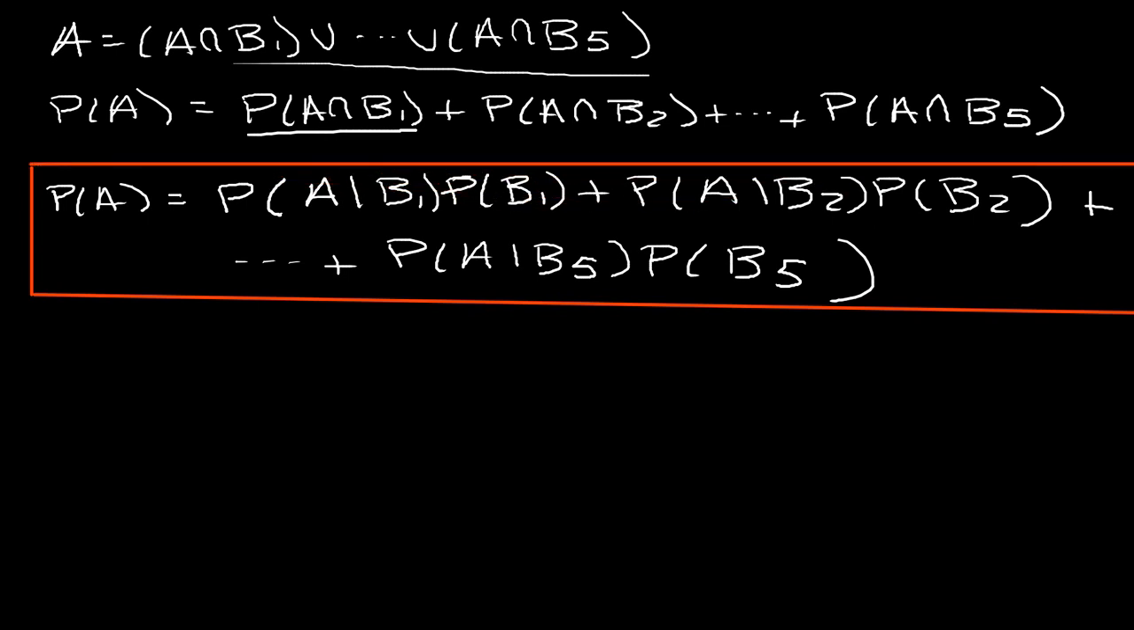All this is a five-partition, a collection of 5 sets that make up this partition in this case. That's why we have 5 terms. So let's make a quick exercise using the law of total probability.